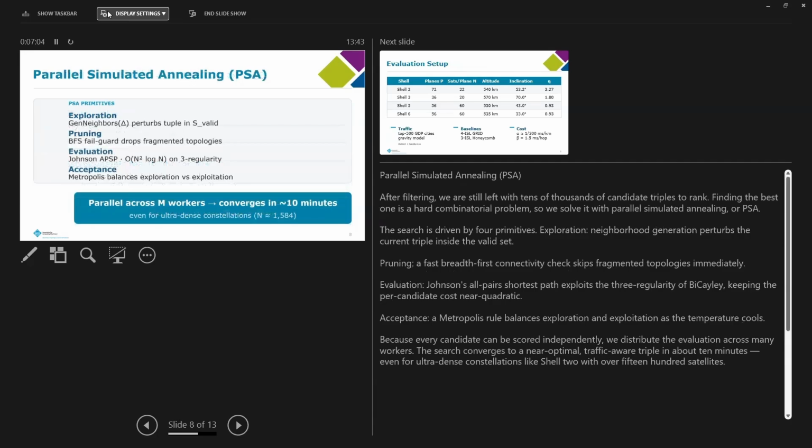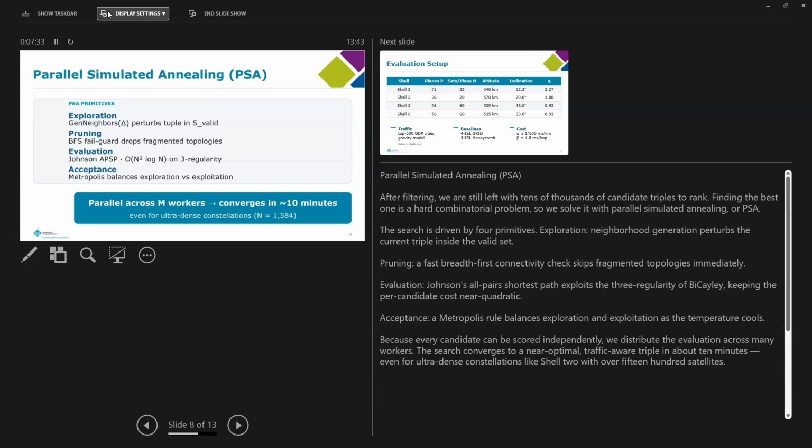And the next part, we use a parallel simulated annealing method, because even after filtering, we are still left with tens of thousands of candidate triples to rank, and finding the best one is very time consuming because we have to calculate the shortest average path for all the city pairs in the graph. So we propose the parallel simulated annealing method. This search is driven by 4 primitives.